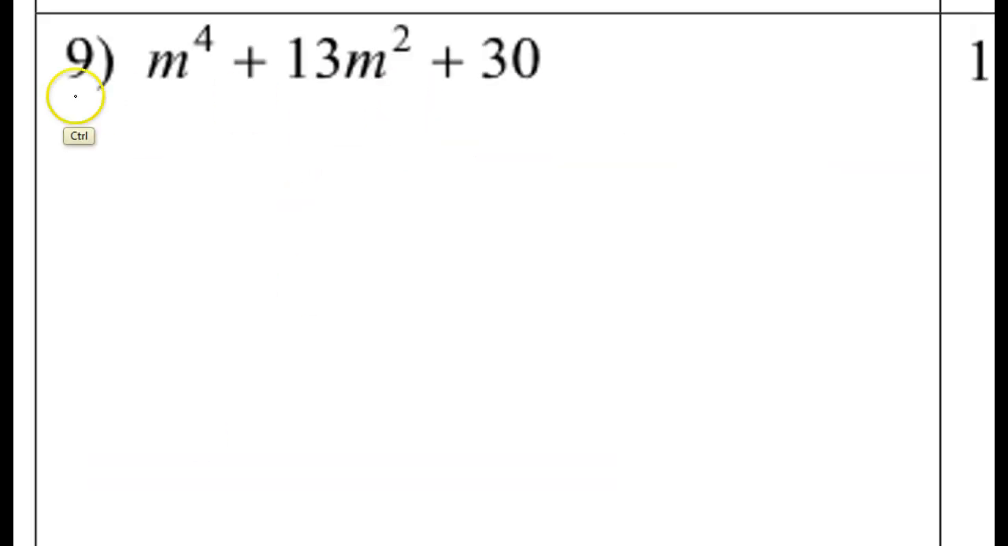For number 9, we've got this trinomial. So I'm either going to factor using the box method or I'm going to do grouping. On the last problem I did grouping, so this time I'm going to use the box method. First I look for a common factor. There is no common factor. So I'm going to move on to the part where I find a product and a sum.